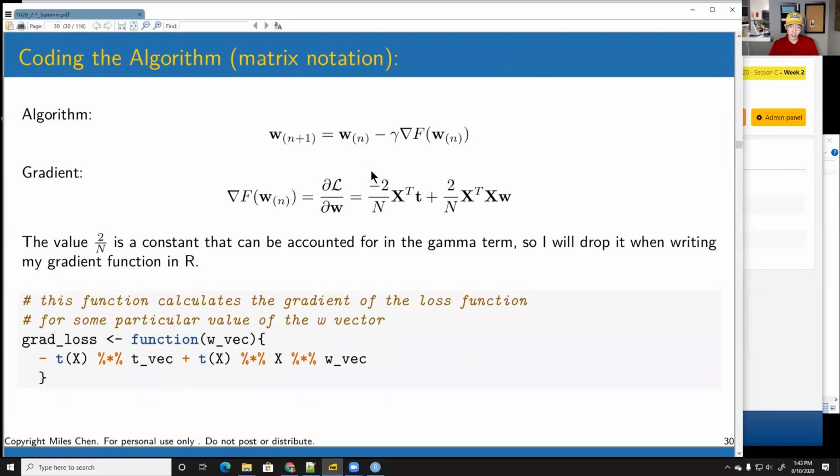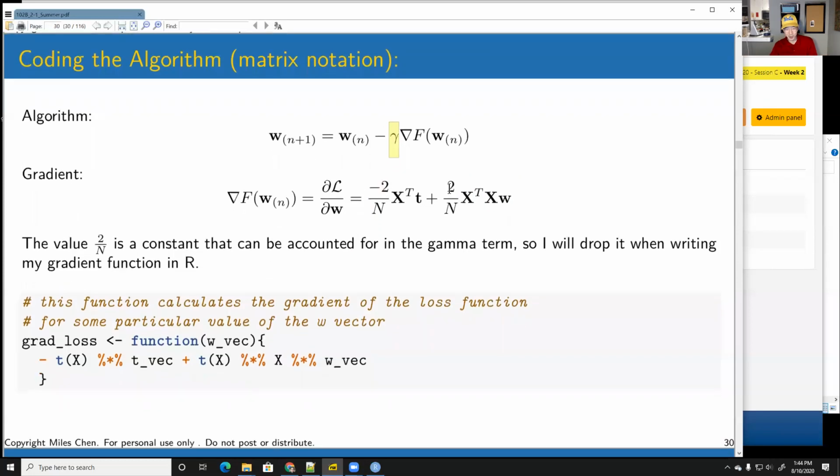And so the algorithm is this. We take our current value of W in matrix notation minus gamma times nabla F of W. And the gradient, nabla F, is the derivative of L with respect to W, and that's negative 2 over N X transpose T plus 2 over N X transpose XW. This 2 over N is a constant, and when we multiply it by gamma, I can bundle the 2 over N in with the gamma, so whatever our gamma is, it's some value that includes a constant. So I'm going to go ahead and drop it when I write my function in R.